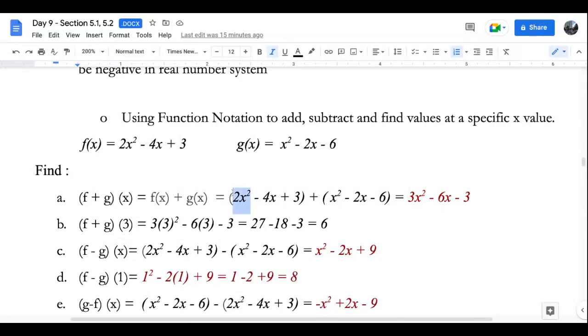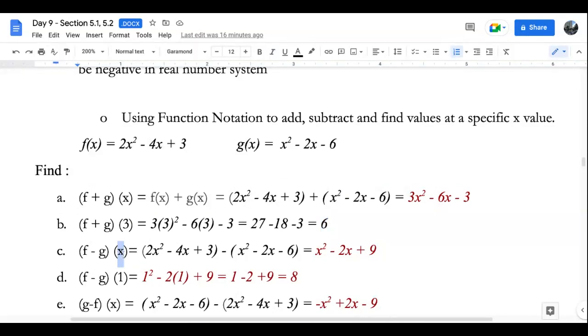Then we add like terms: 2x squared plus x squared is 3x squared; negative 4x plus negative 2x is negative 6x; positive 3 plus negative 6 is negative 3. And then we can evaluate. If we want to evaluate at 3, then for f plus g evaluated at 3, we just change x to be 3, then evaluate. Then we get a number.